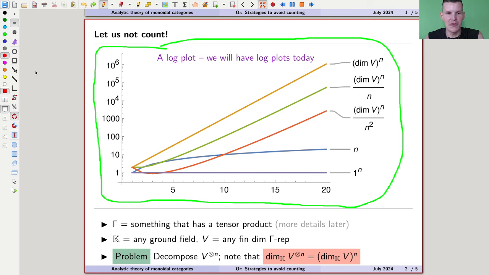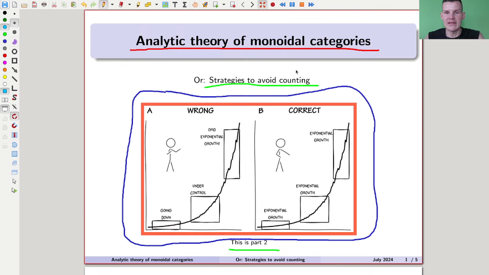Okay, there will be some more details later. But let's say Gamma is something that has a tensor product. The only thing I want to do is make sense of my problem. So I take something, let's just say a representation of a group, and I tensor it n times, and I want to decompose it. I have the theory of monoidal categories, and the one operation you can do in a monoidal category is tensor things.